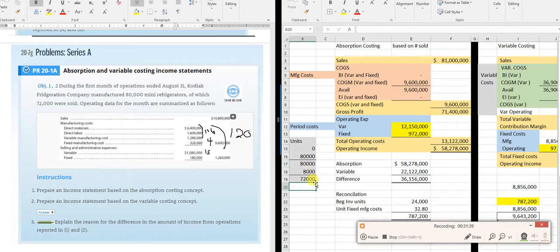units are either sold or not sold. So I have 8,000 units in ending inventory and 72,000 units sold. Sales is based on 72,000 units, so 72,000 units times my selling price. I'll pause and figure out where my selling price is. Oh, it's given.